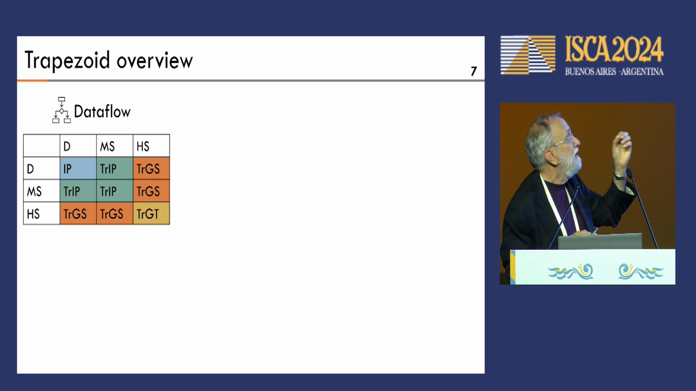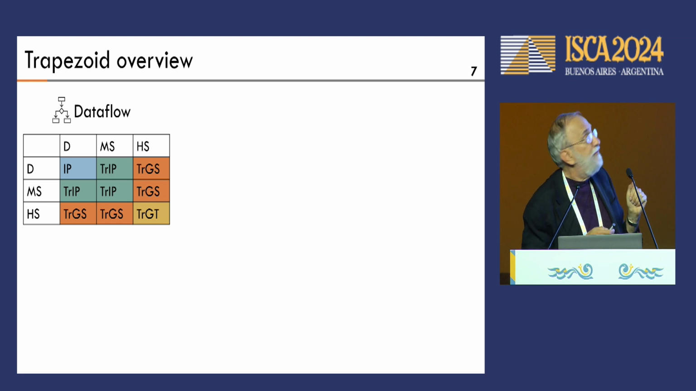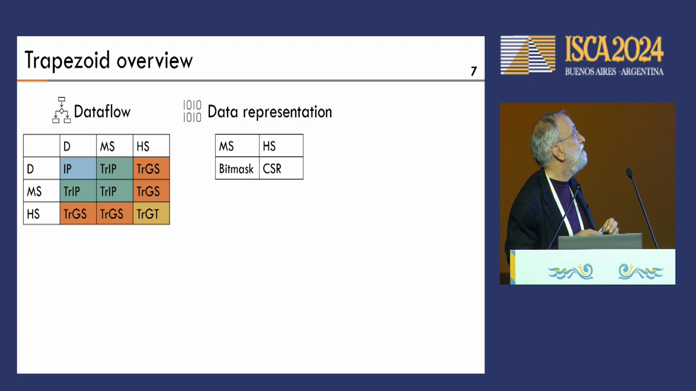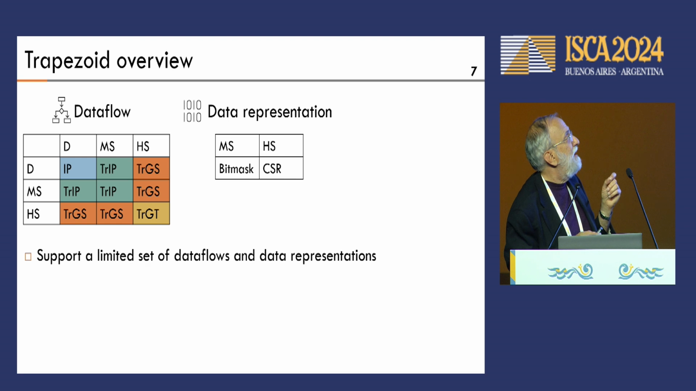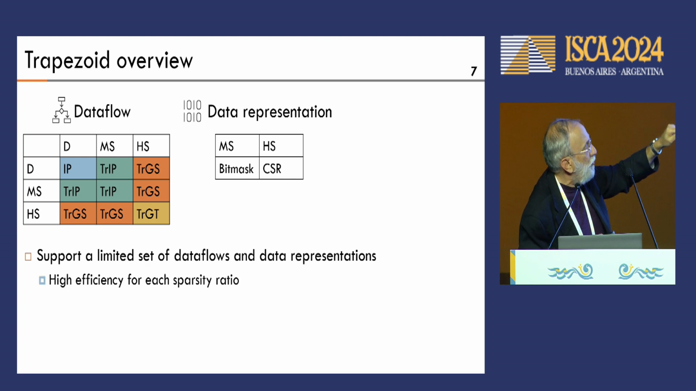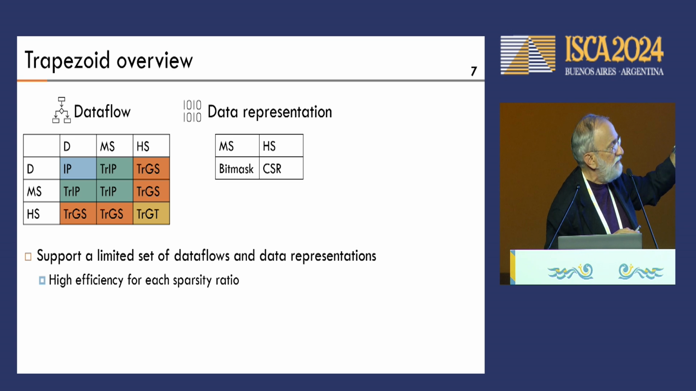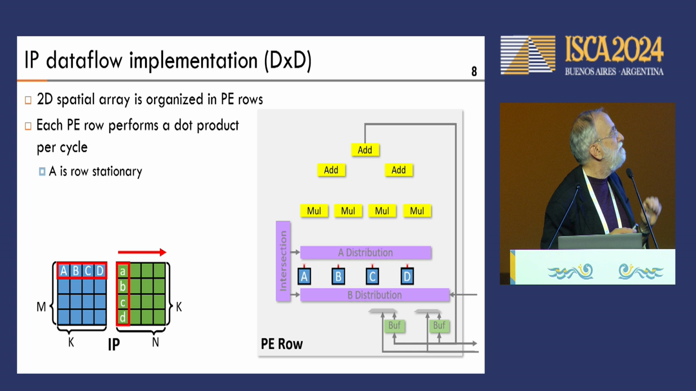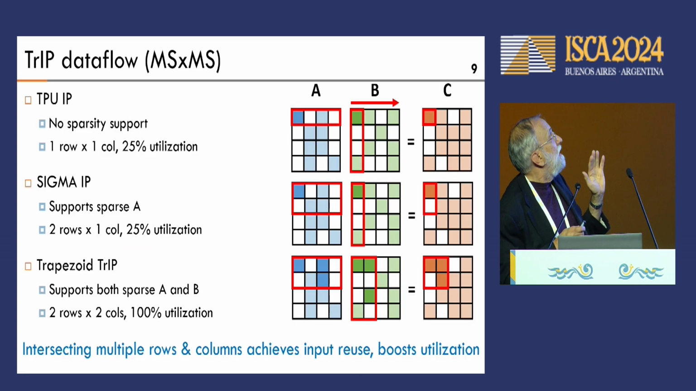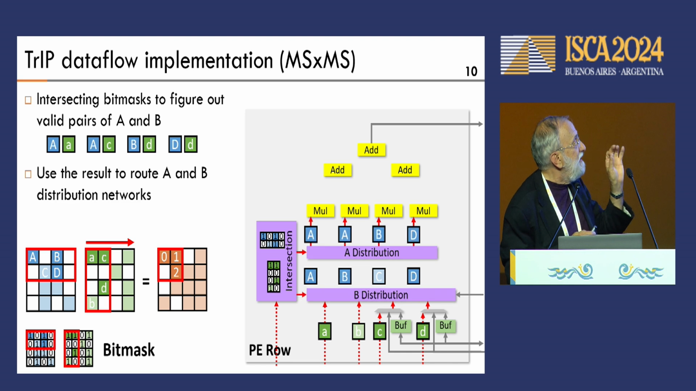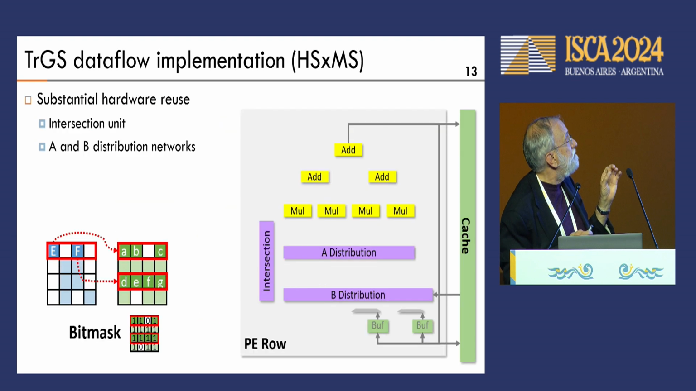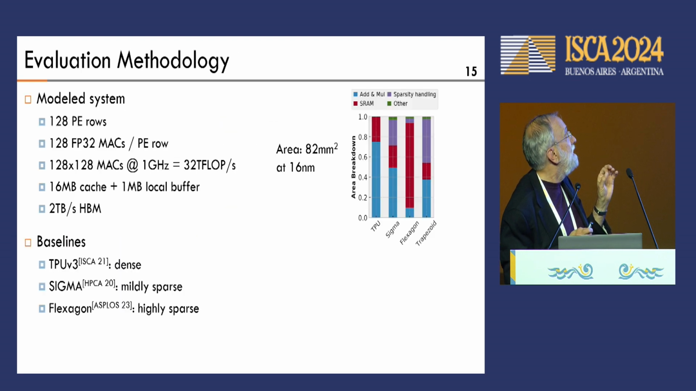but if the data is totally sparse, that is spatial, and if the data is highly sparse, it uses another Gustafson-based data flow. It uses multiple representations depending upon the data type, and so the idea is to support a limited number of data flows and data representations, high efficiency for each sparsity ratio, sufficient to cover the entire range of sparsity. I'm going to jump through the details of the data flows. These are things that are expressed in detail in the paper. I'm just going to show you a summary at the very end.